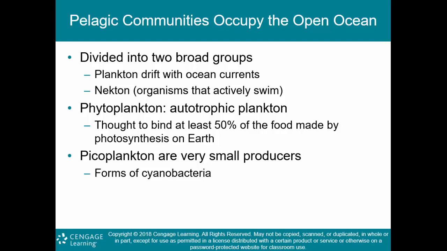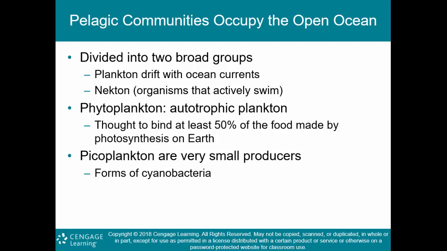Now, some plankton actually have some locomotion abilities, but it's not enough to swim against the current. So they may be able to move from one spot to the other in the current, but basically they are drifters. Nekton, or nektonic organisms, they actively swim. So anything that actively swims is going to be a nektonic organism, and of course, that's going to include your fishes.